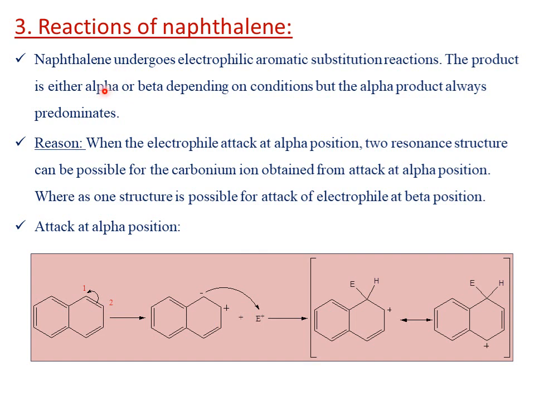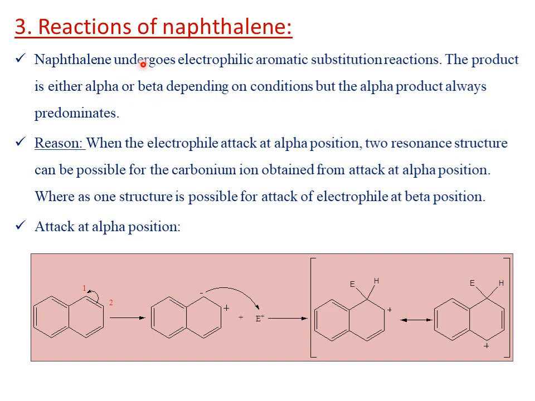Another point is that the difference in the position of attack depends upon the reaction conditions we are using. At normal temperatures and normal conditions, the attack always goes to alpha. If drastic conditions are used, nothing but higher temperature or bulkier solvents, then the attack goes to beta. But in normal conditions, the attack is always alpha.